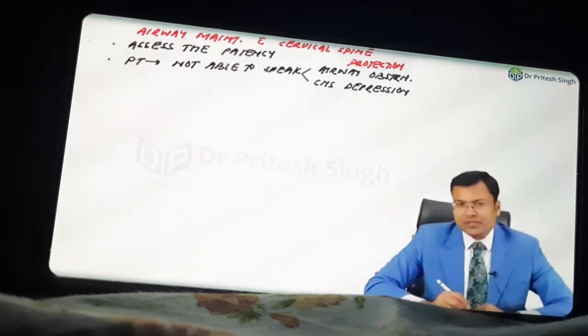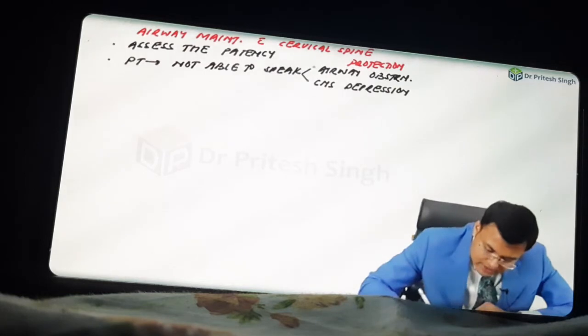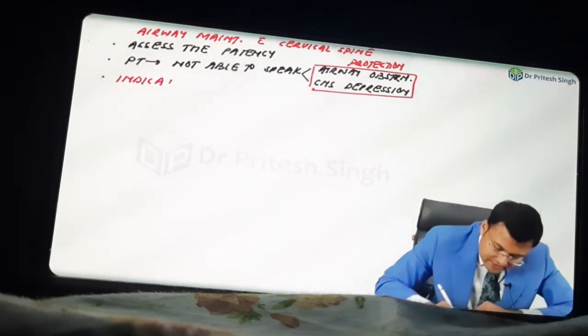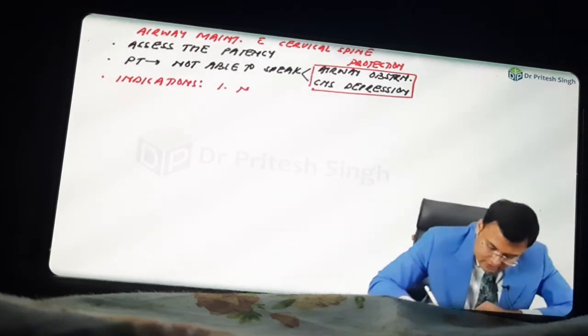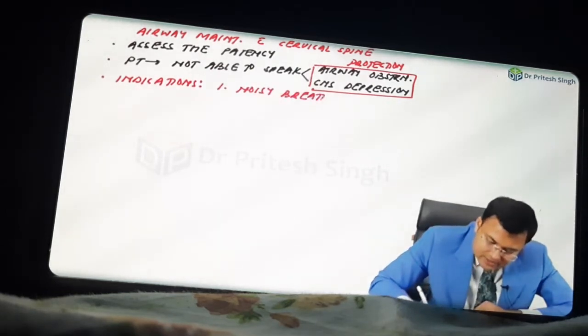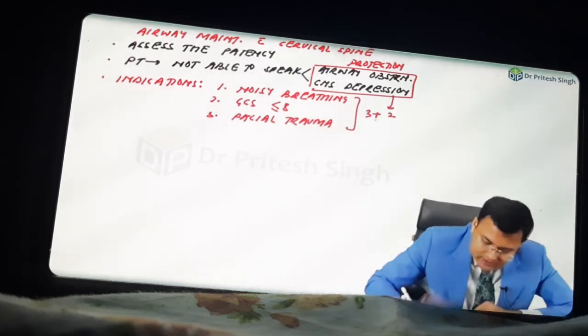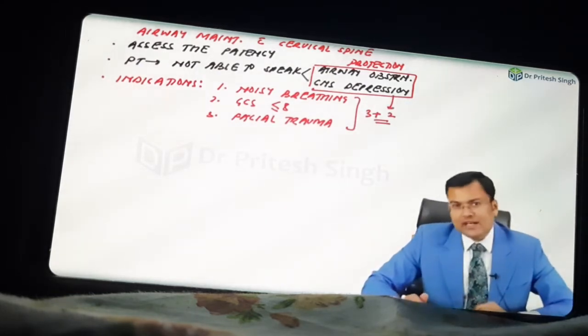These are indications of intubation. What are the other indications of intubation? There are three other indications. First, there is noisy breathing. Second, GCS less than or equal to 8. And third, facial trauma. So three plus these two, these are the 5 indications of airway management or intubation.